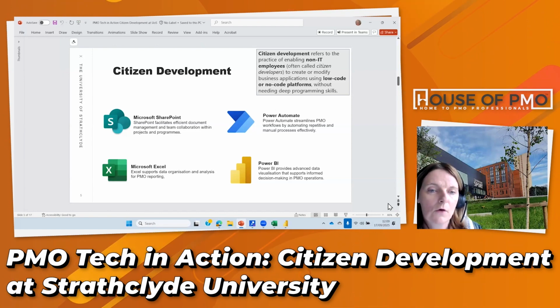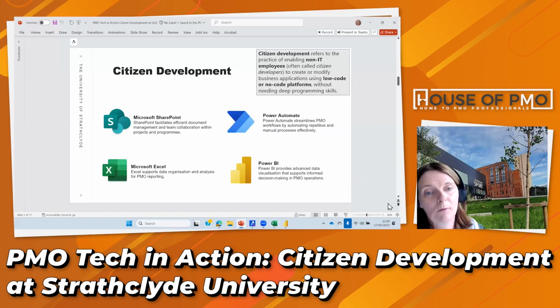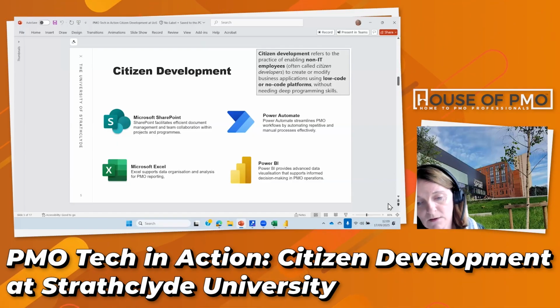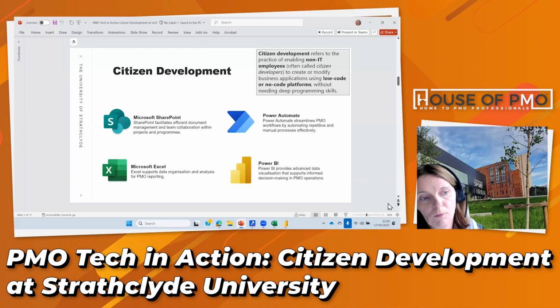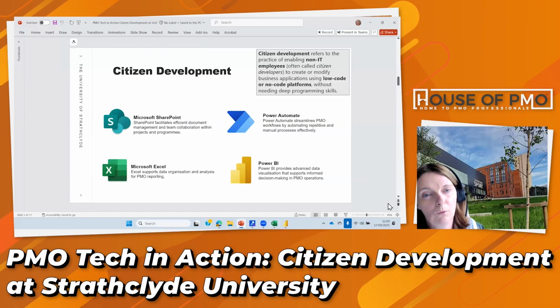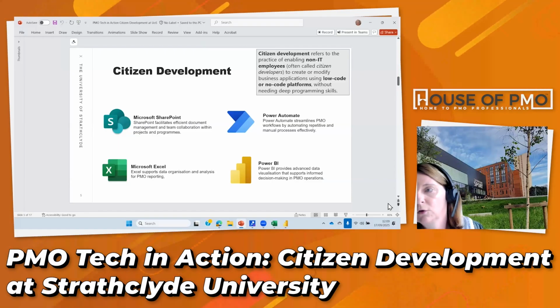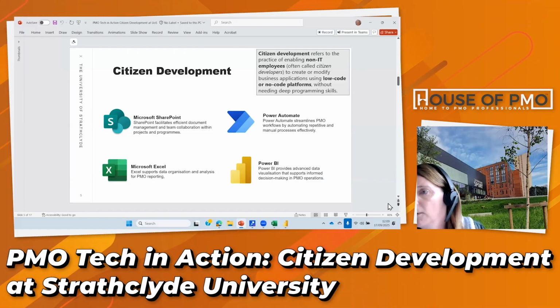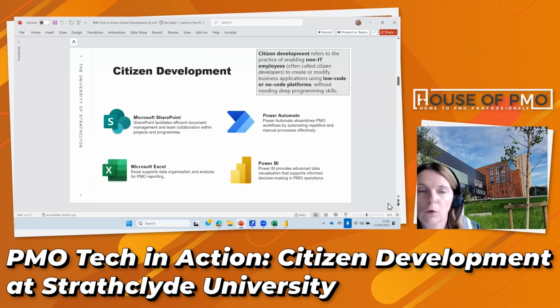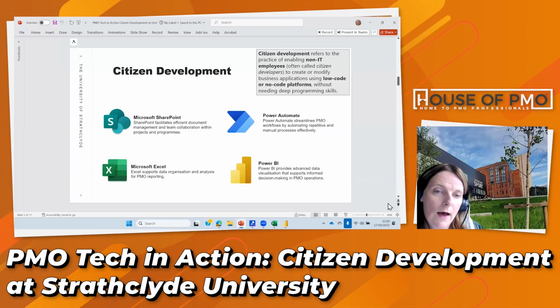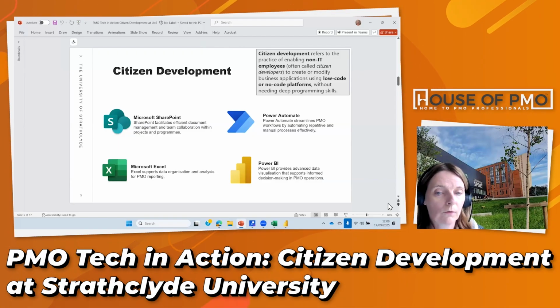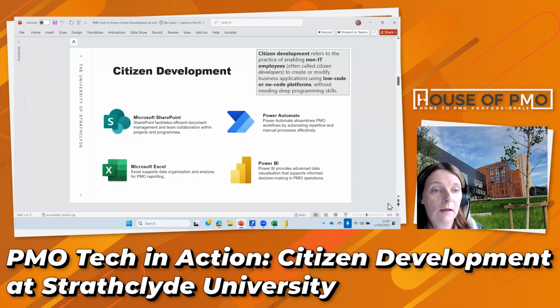And I think the key thing in there is the non-IT employees. So people like myself who are running a service, it's an enabler for people like myself and others in the institution to be able to develop our own processes using some of the technologies. They talk about it in terms of being low code or no code platforms. And a lot of what I work with is essentially Excel.